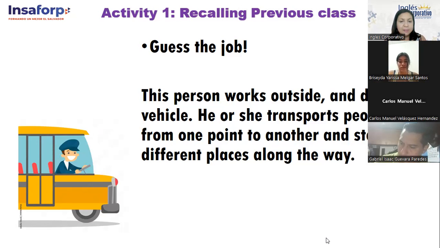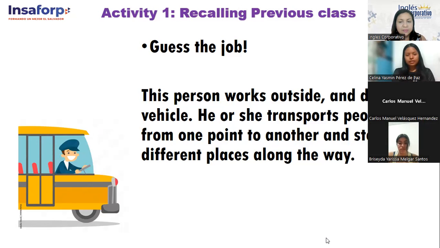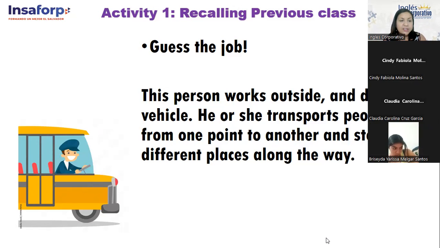Celina Yasmín Pérez de Paz. I'm here, teacher. Great, Celina. Cindy Fabiola Molina Santos. Present. Thank you, Cindy. Claudia Carolina Cruz García. Present. Cristian Josué Leiva Fuentes. Present. Thank you, Cristian. Daniel Enrique Ayala Soto. Thank you, Daniel. Daniel Quijano Gutiérrez. Present, teacher. Thank you, Daniel. Edith Carolina Rivera de Segundo.